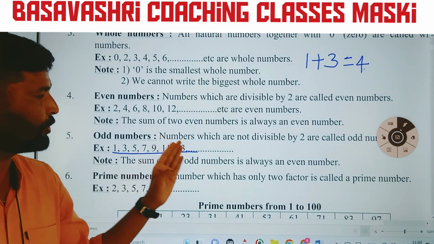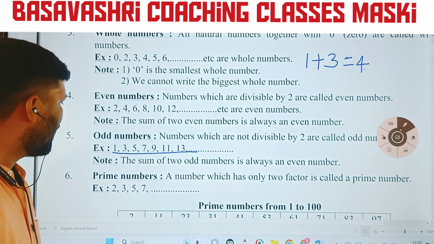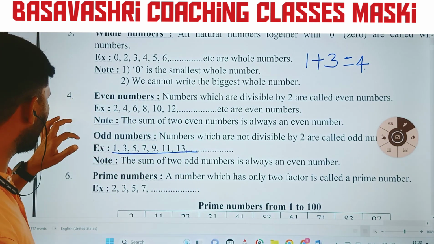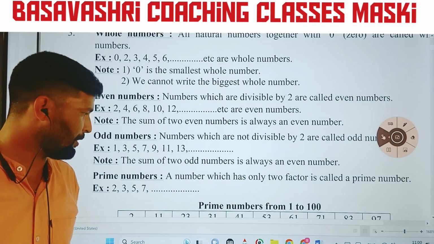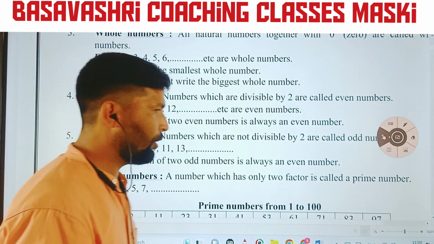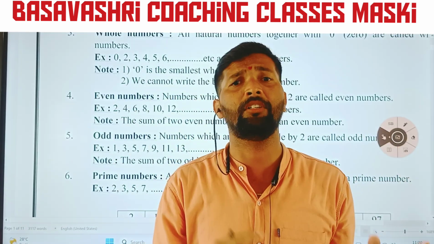The sum of two odd numbers is always an even number. And so, here we have the prime number. So we have the prime number, children. When we were in earlier classes, we became familiar with even and odd.